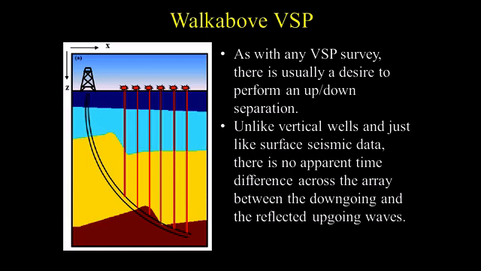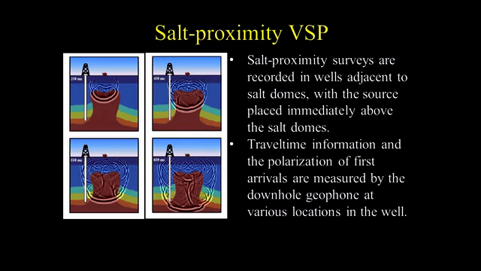Let's now discuss our sixth borehole acquisition geometry, that is, salt proximity VSP. Salt proximity surveys are recorded in wells adjacent to salt domes, with the source placed immediately above the salt domes. Travel time information and the polarization of first arrivals are measured by the downhole geophone at various locations in the well.